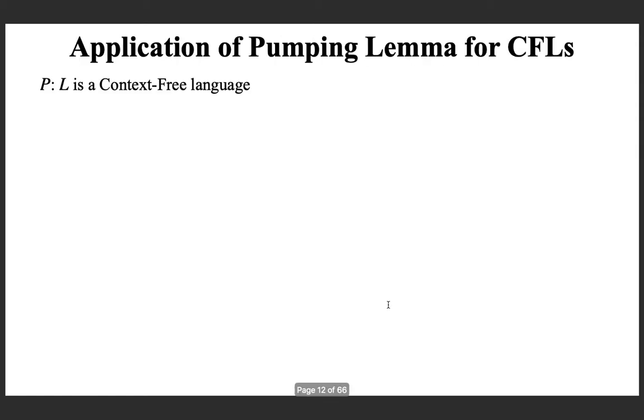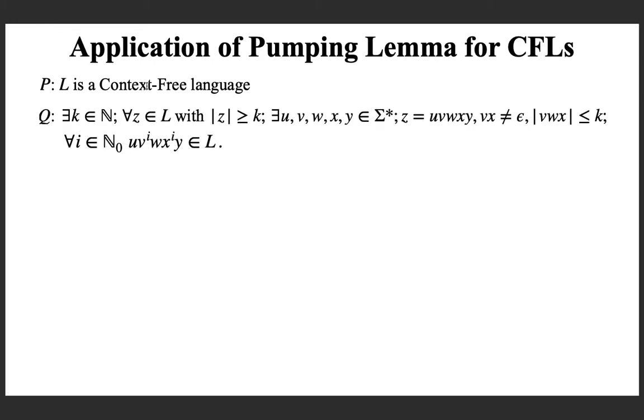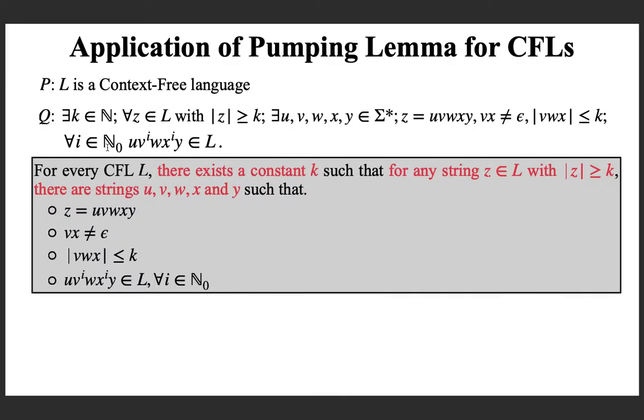Let us look at an application. Consider a predicate saying that L is a context-free language, that is P, which is a predicate because it can be either true or false. Now Q is this predicate which is nothing but the pumping lemma. You just recall the pumping lemma. It says for every context-free language L, there exists a constant k such that for any string z with length greater than or equal to k, all these four conditions are true. That is the pumping lemma.